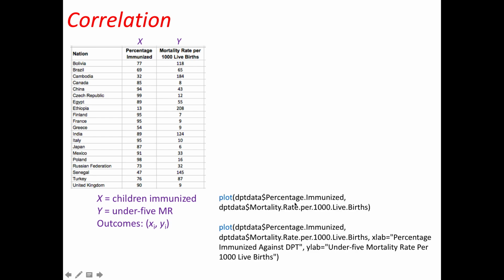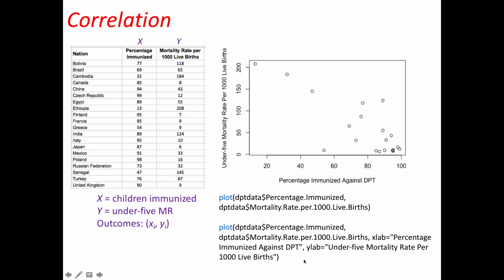Here is some command code for setting up a plot. If I read in my data that I called DPT data and have these two vectors within that data, I can plot it by doing this. I can make it more complex by adding labels, such as the label of the x-axis as percentage immunized against DPT and the y label as under 5 mortality rate per 1,000 live births. And this is what my plot will look like. Notice that the labels for the x and y axes are exactly as I wrote in my code to generate my scatter plot.